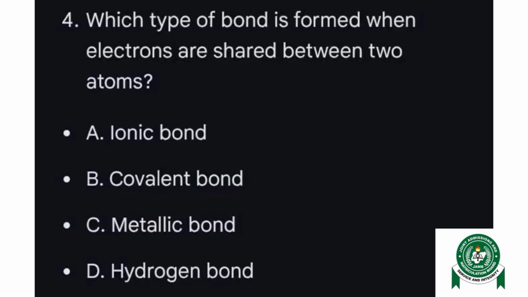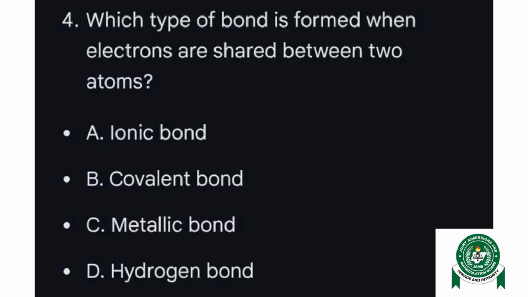Now, the correct option to this question is option B, covalent bond. That is the type of bond that is formed when electrons are shared between two atoms. A covalent bond is formed when two atoms, usually non-metallic, share one or more pairs of electrons to achieve a stable electronic configuration. That is what a covalent bond is all about.